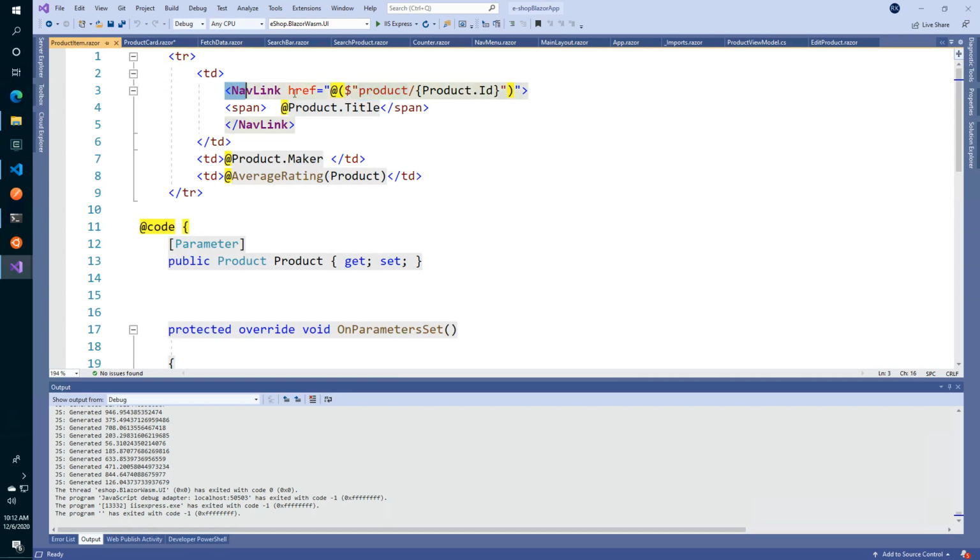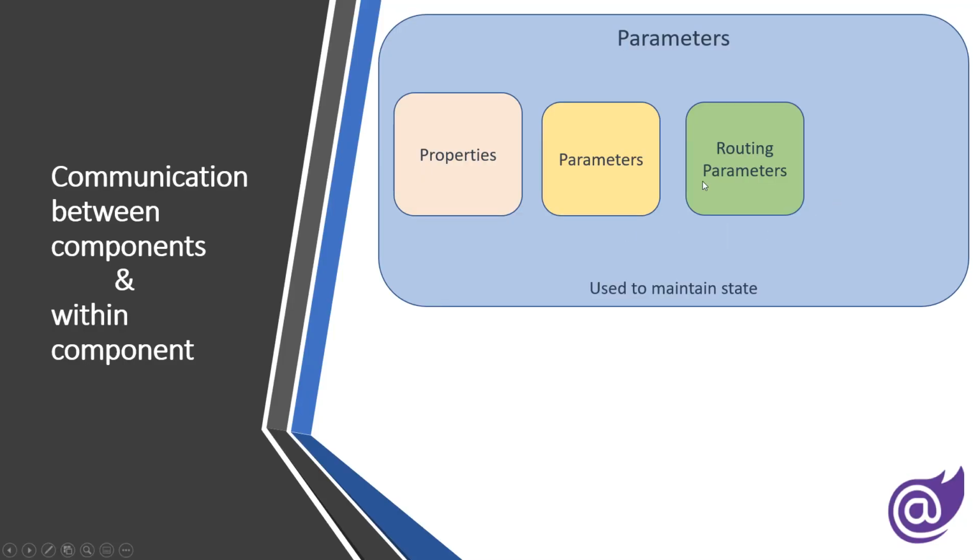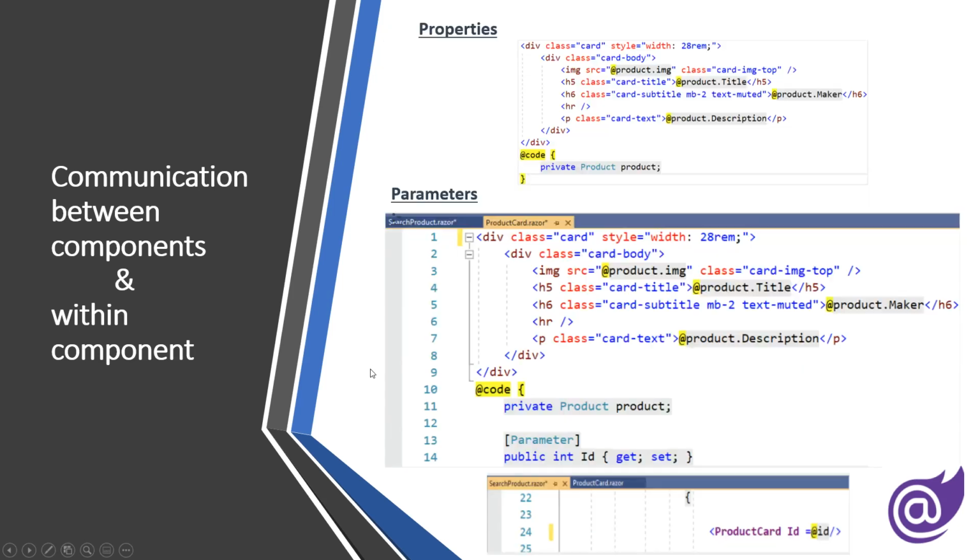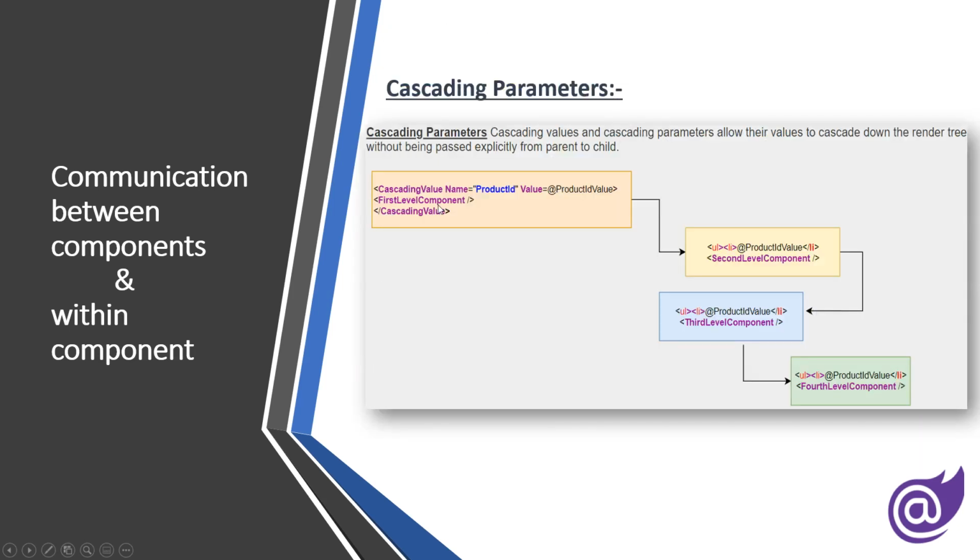For a normal non-page component, this is the way to pass the values. So this is one thing, and coming to the slide, these are the parameters, routing parameters, and cascading parameters. Cascading parameters, I will show you. Suppose we have different components. This component is calling this component, this component is calling this third component, and the third component is calling this one. So we have a component tree. Suppose we have the product ID.